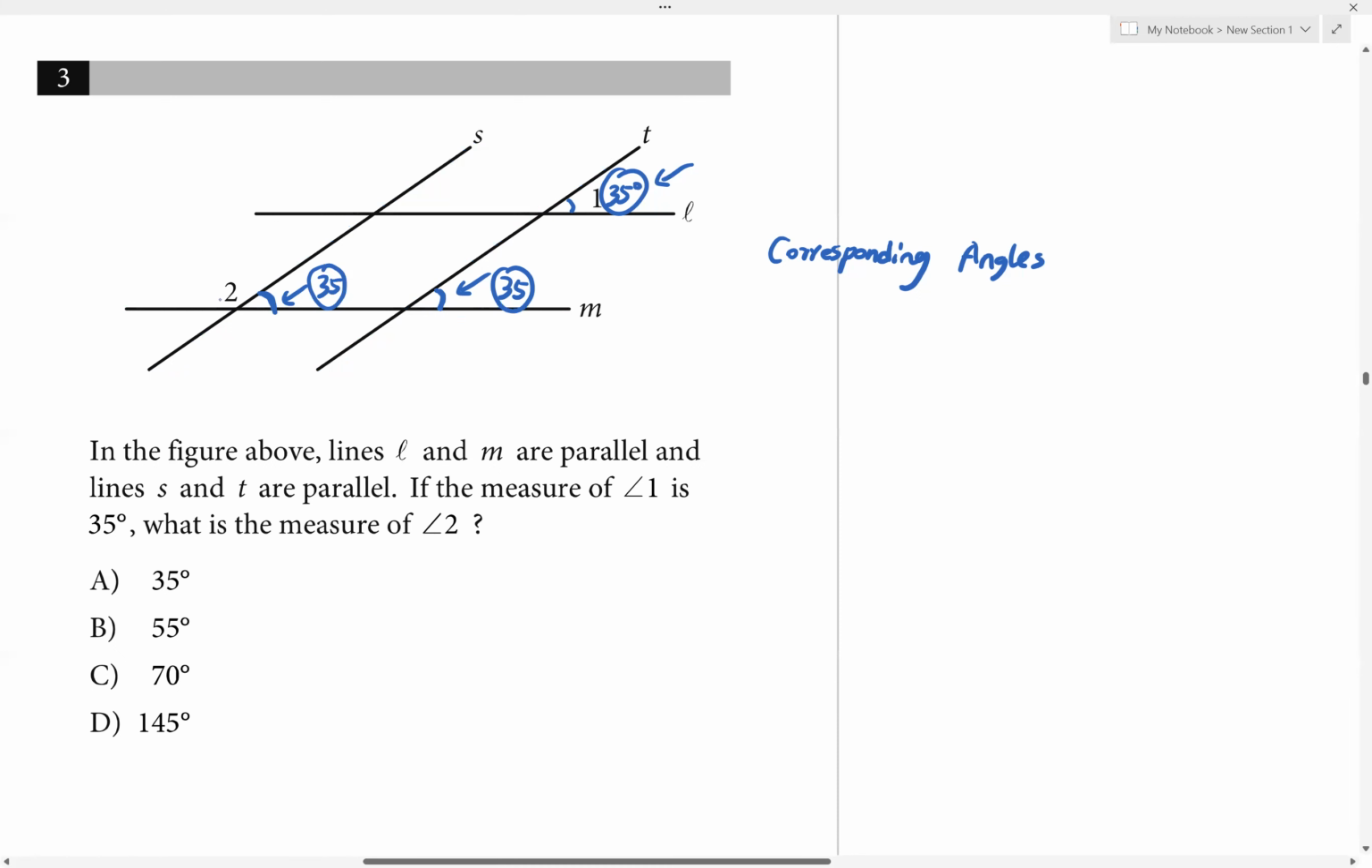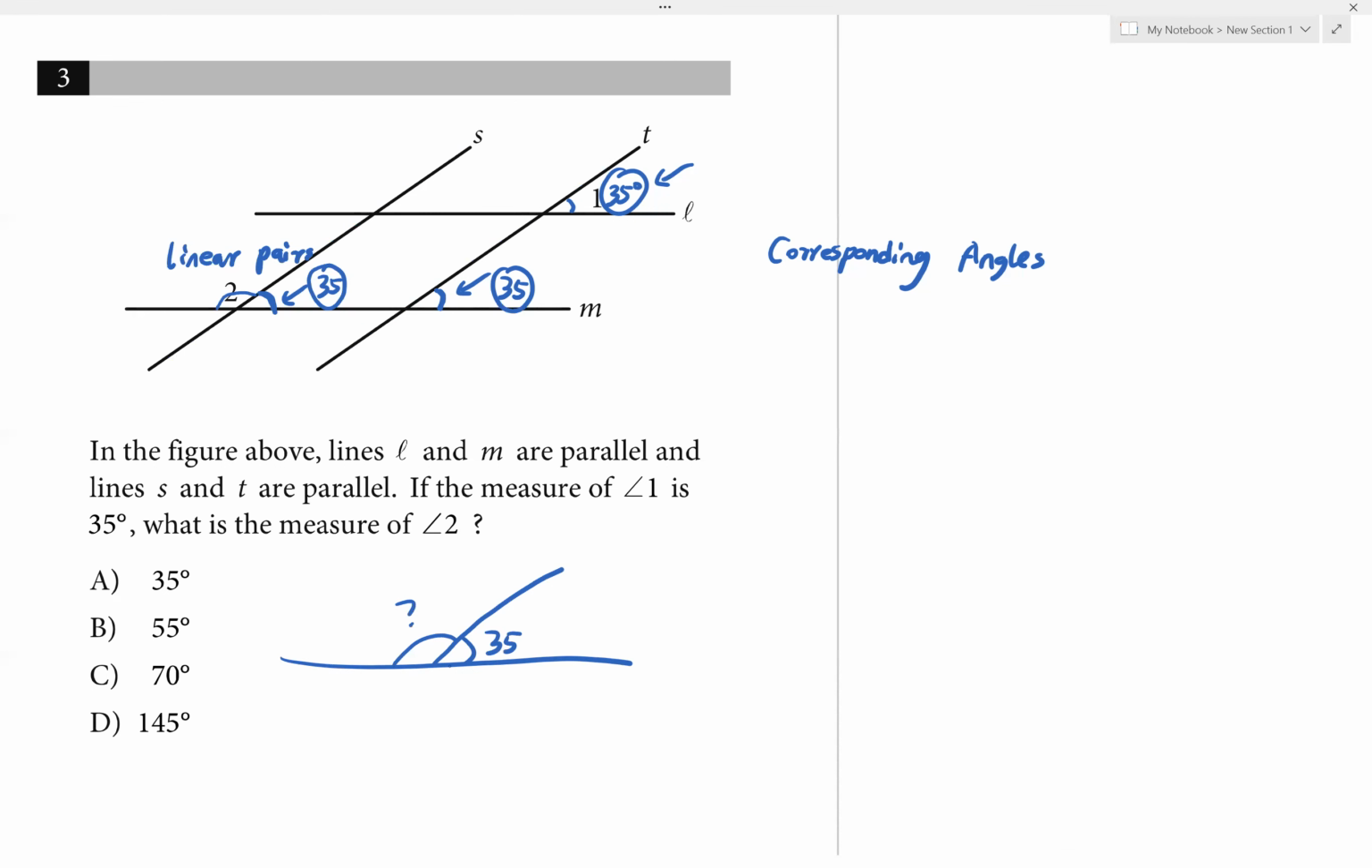What we want to know here is that angle 2 and this 35-degree angle are called a linear pair. Linear pair is the geometry term. If two angles form a straight line, like this 35 and the angle right next to it, then this is a straight angle, and a straight angle is always 180 degrees. When they form a straight line, we call them a linear pair, and all linear pairs add to 180 degrees.